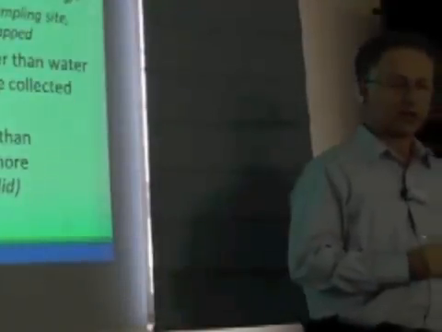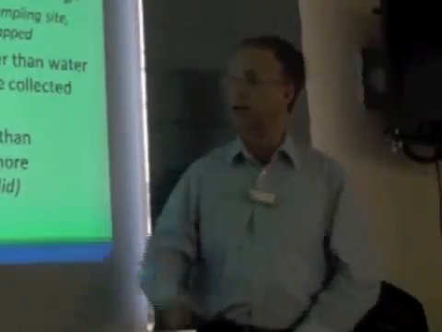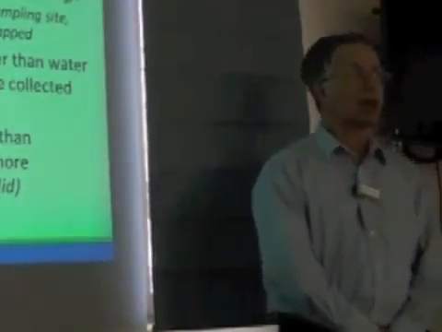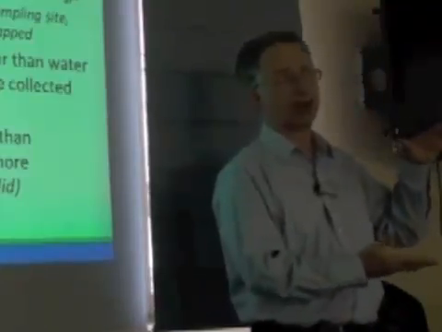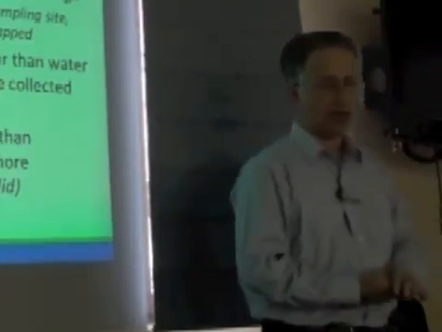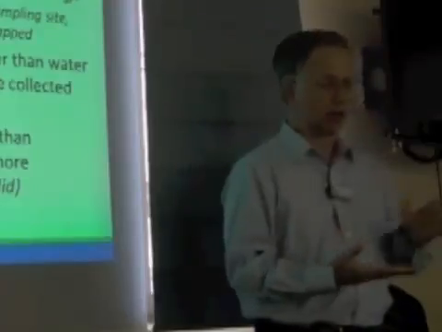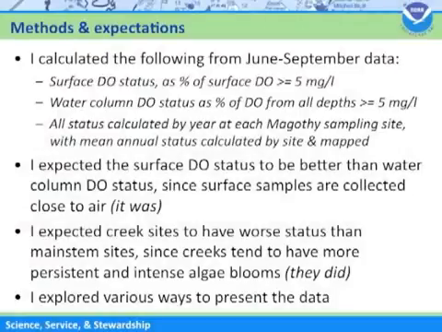What I expected was the surface status would be better than the water column status, simply because the surface is right next to the air, and you would expect it to be better oxygenated. And I found that in general it was. I also expected the creek sites to have worse status than the main stem sites, since they tend to have more persistent and intense algae blooms in the creeks, and they did in fact generally have worse status.